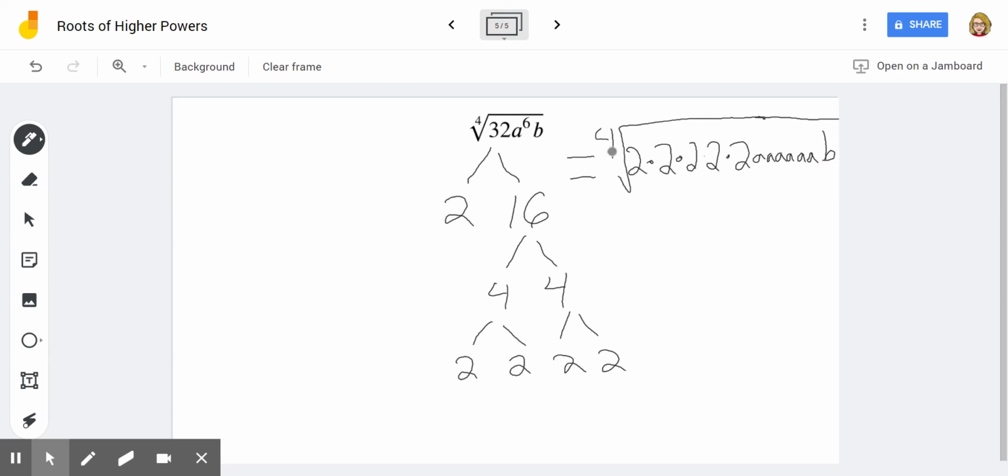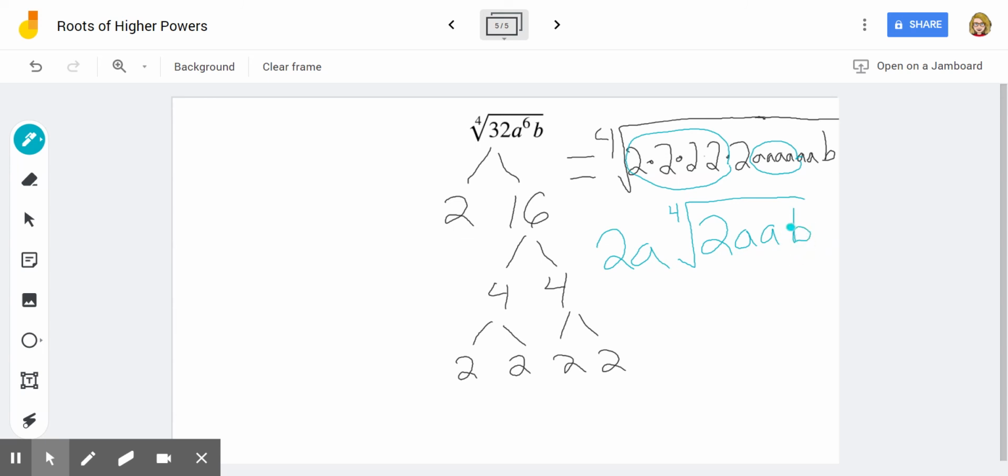So my index is 4, so I can circle groups of 4. So I have one group of 4 2's, and then another group of 4 a's. So what's going to come out is 2a, and then left on the inside, I need to write the 4 as my index. And make sure you write your index small. And then what's left inside is 2.